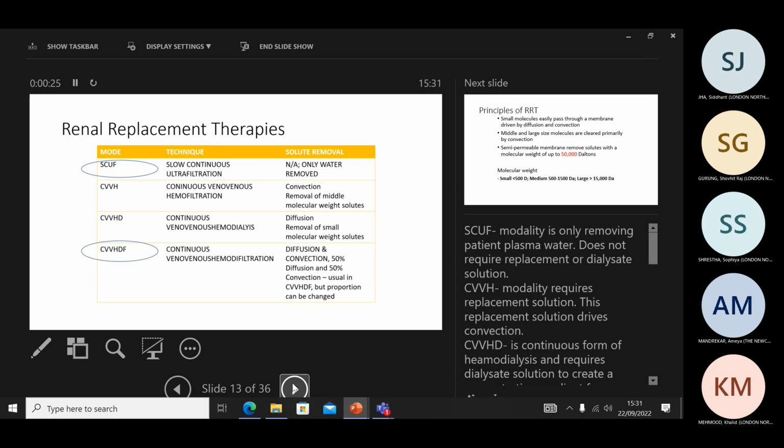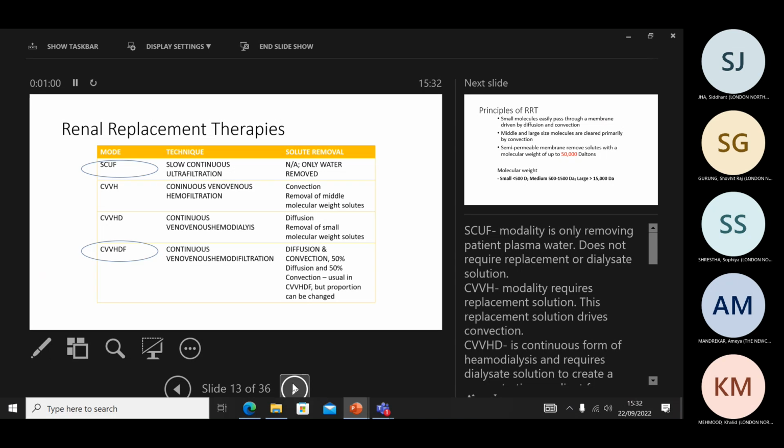So when you put someone on the filter, how does that impact the drugs? The main modes that we use are slow continuous ultrafiltration, and that removes just water. There's no drugs being removed. And then there's continuous veno-venous hemodiafiltration. I'll start by talking about hemofiltration. That removes big molecules by convection. And then hemodialysis removes small molecules by diffusion. And CVVH-DF uses both convection and diffusion, and that removes the big molecules and the little molecules. If someone's on intermittent hemodialysis, it's just the diffusion that's going on.